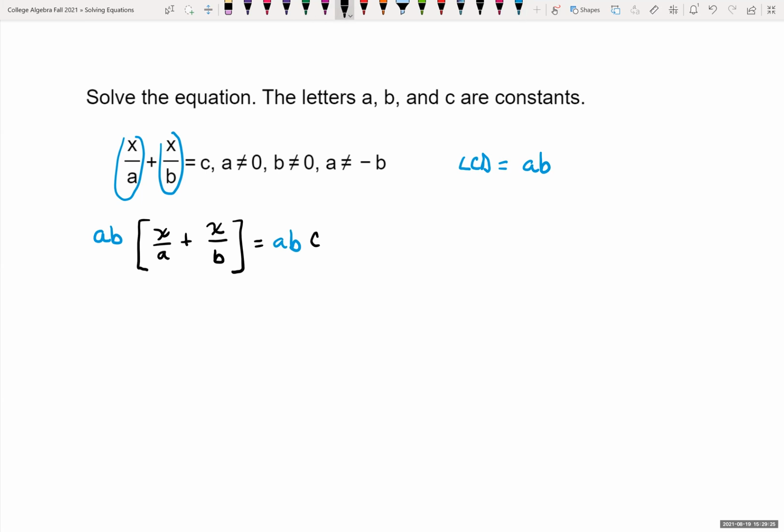And so when we distribute this AB to this X over A, notice that the A's cancel when I distribute to the first term. And so if the A's cancel, I'm just left with B times X. Plus, now when we distribute this AB to the fraction X over B, B's are in common in the numerator and denominator, so they're going to cancel. And so we're just left with the A times X equals ABC.